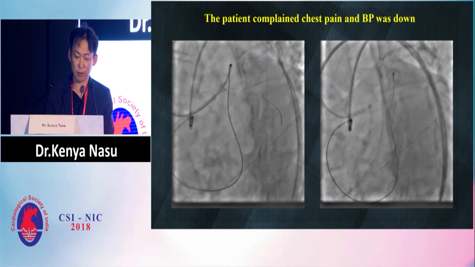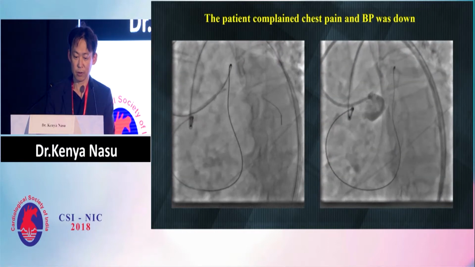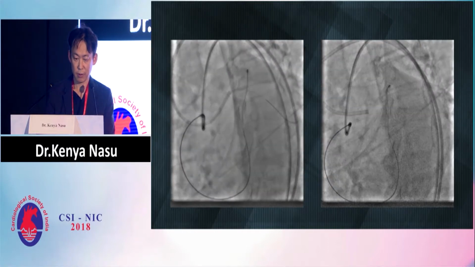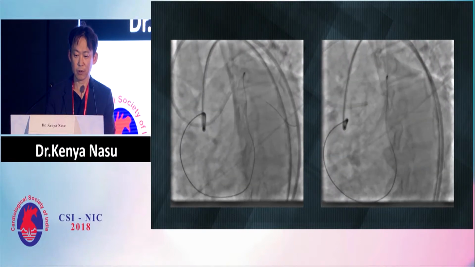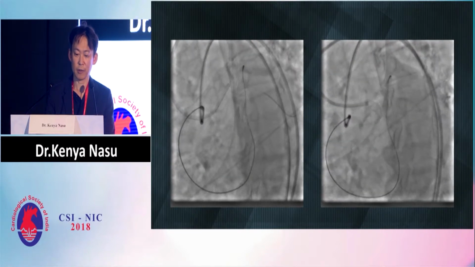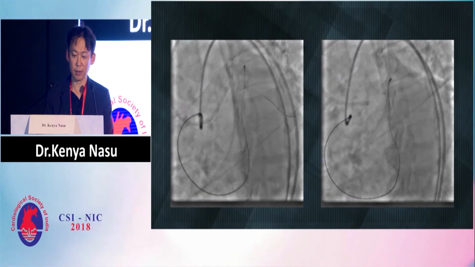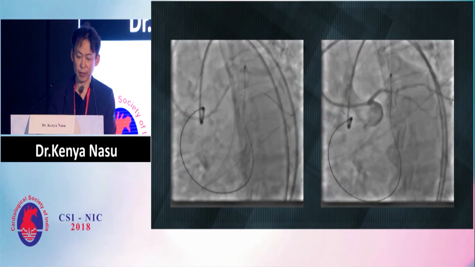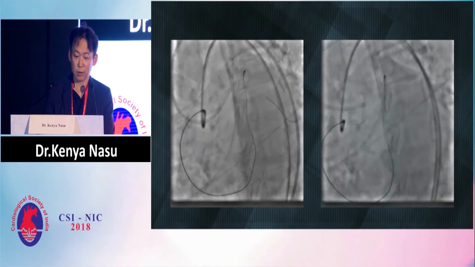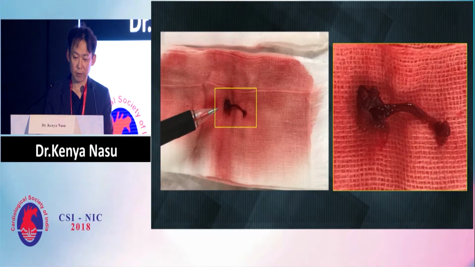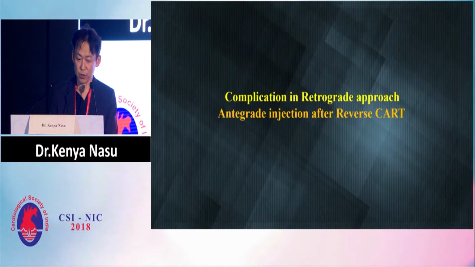So we tried to aspirate the thrombus like this. After aspiration, the circumflex flow recovered and the patient's condition got better. This is the retrieved thrombus from the left main. Originally this came from the antegrade guiding. So we should always take care of this kind of complication in the retrograde approach.